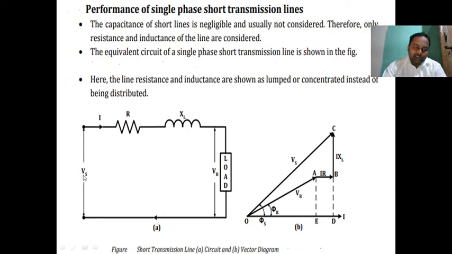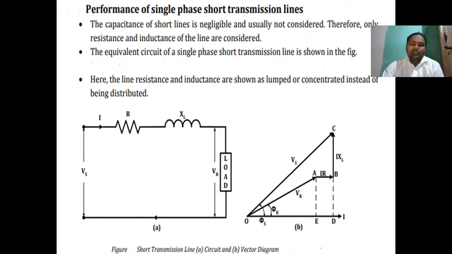Vs is the sending end voltage, Vr is the receiving end voltage, and I is the current. The very important point is that there is no capacitance effect in the transmission line, so definitely there is no charging current between the two conductors. The sending end current is equal to the receiving end current, meaning all the currents are the same in a short transmission line. Is equals IR equals I. The total currents are the same.